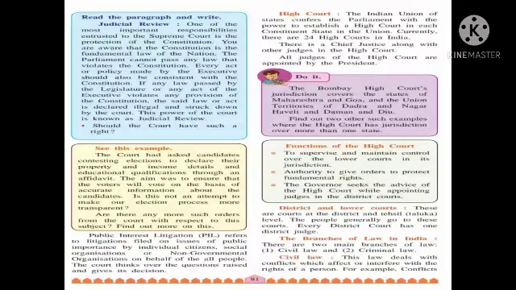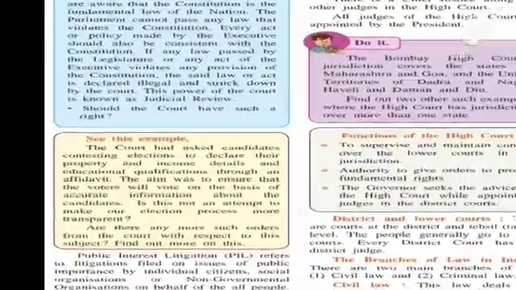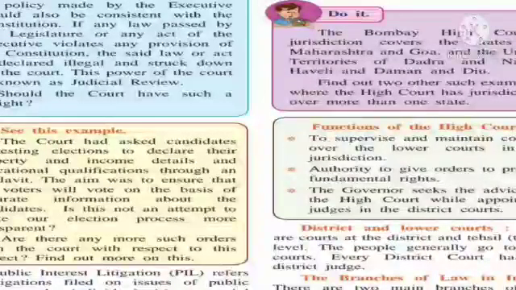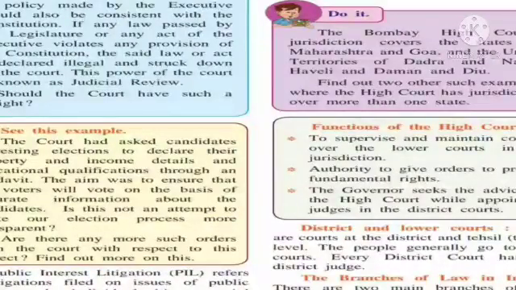Now, another example that you can see down here, I'll just try to highlight it a little. The court has asked the candidates contesting elections to declare their property and income details and educational qualifications through an affidavit. Whosoever the candidate may be, my dear students, whether it is a local corporator, an MLA or an MP, each of them has to declare their property, income and educational qualification.